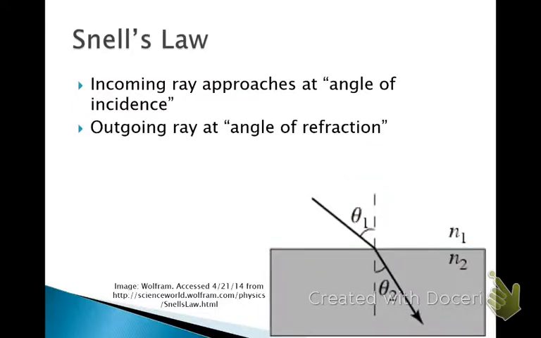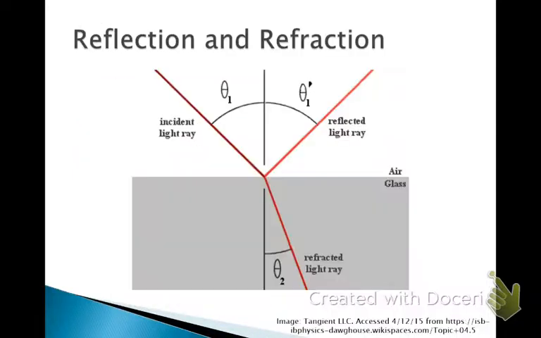And the outgoing ray is the angle of refraction. Same sort of deal. Keep that dotted line going through both materials at 90 degrees to that surface. And theta 2, or the angle of refraction, is also going to be relative to that. And Snell's law is simply n1 sine theta 1 equals n2 sine theta 2. So the index of refraction times the sine of the incident angle equals the index of refraction of the new material times the sine of the refracted angle.